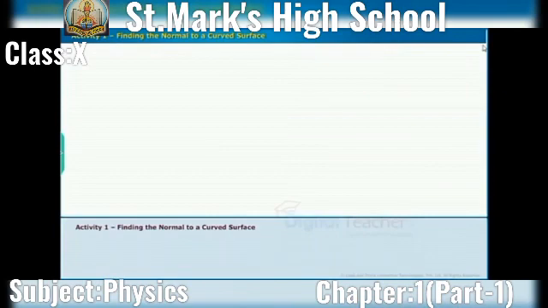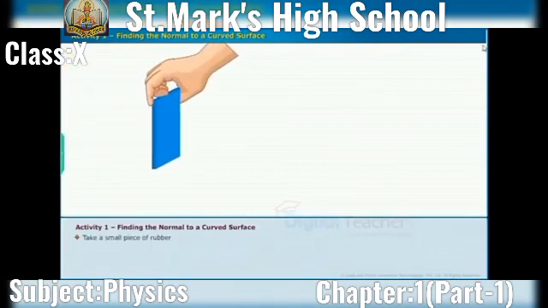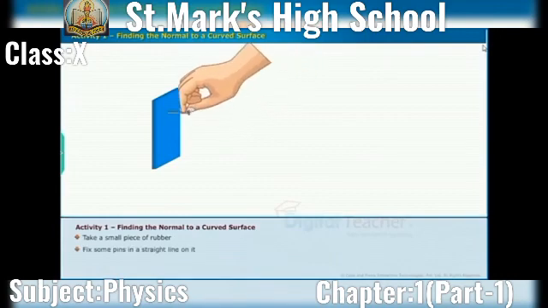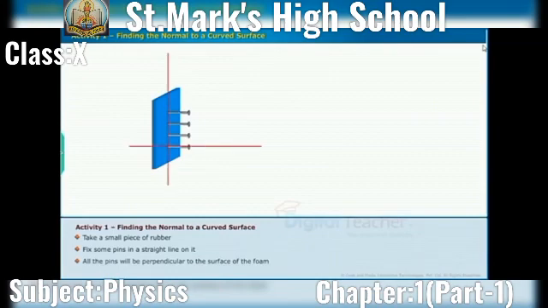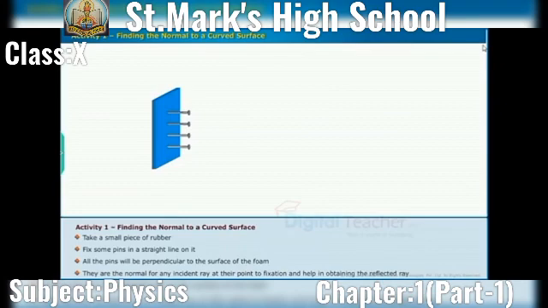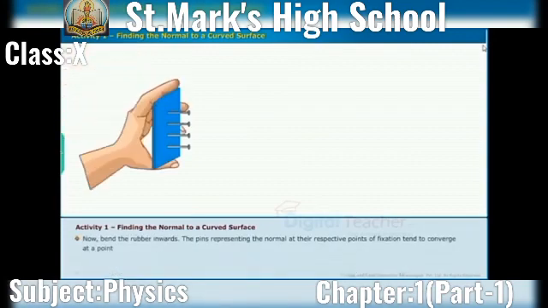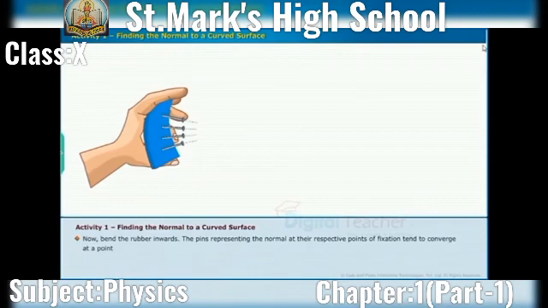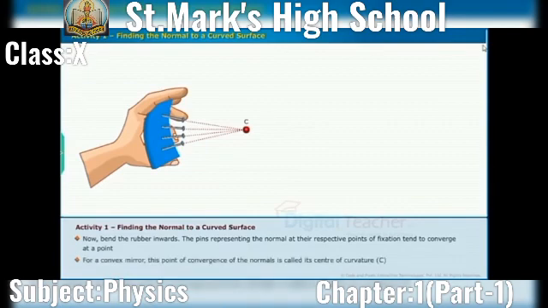Activity: finding the normal to a curved surface. Take a small piece of rubber, fix some pins in a straight line on it. All the pins will be perpendicular to the surface of the foam. They are the normal for any incident ray at their point of fixation and help in obtaining the reflected ray. Now, bend the rubber inwards. The pins representing the normal at their respective points of fixation tend to converge at a point. For a concave mirror, this point of convergence of the normals is called its center of curvature C.